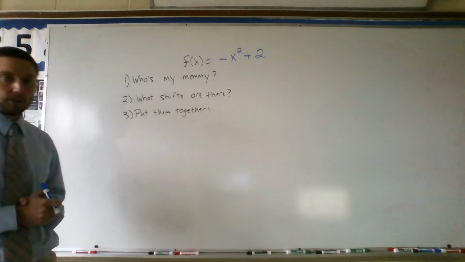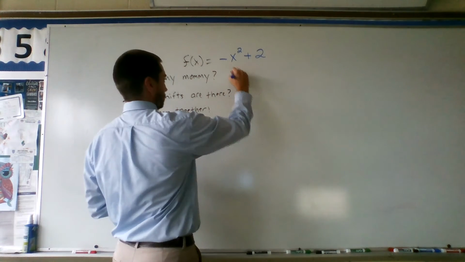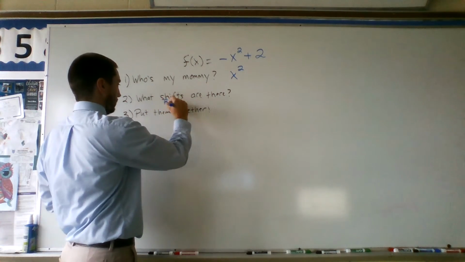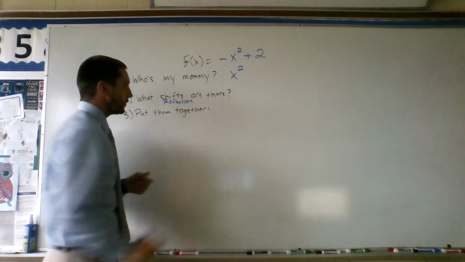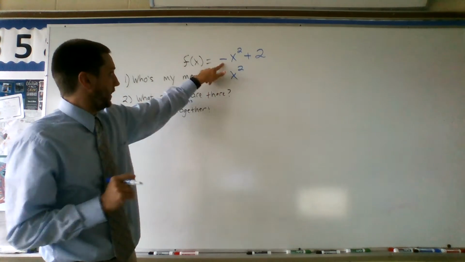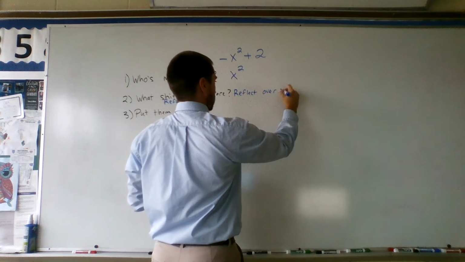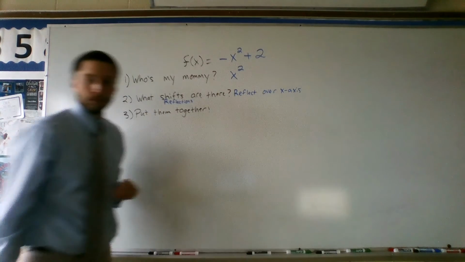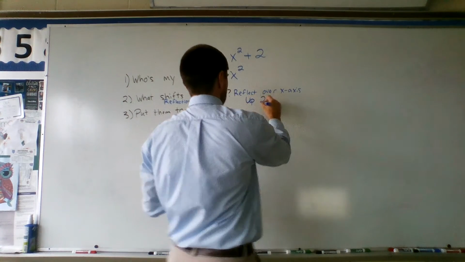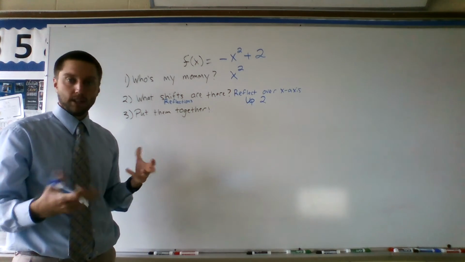So we're going to start by trying to graph this: negative x squared plus 2. The first thing I have to figure out is who's my parent function. That's x squared. What shifts and reflections are there today? I see a negative out in front of the x squared. It's not in parentheses or anything like that. So this is a reflection over the x-axis. And then I have a plus 2 out in front, so this is a shift up 2.